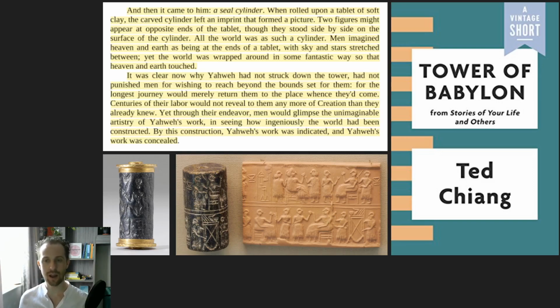It was clear now why Yahweh, or God, had not struck down the tower, as we find in the story of Genesis, had not punished men for wishing to reach beyond the bounds that had been set for them. For the longest journey would merely return them to the place whence they'd come. Centuries of labour would not reveal to them any more of creation than they already knew. Yet through their endeavour, men would glimpse the unimaginable artistry of Yahweh's work, in seeing how ingenious the world had been constructed. By this construction, Yahweh's work was indicated, and Yahweh's work was concealed."